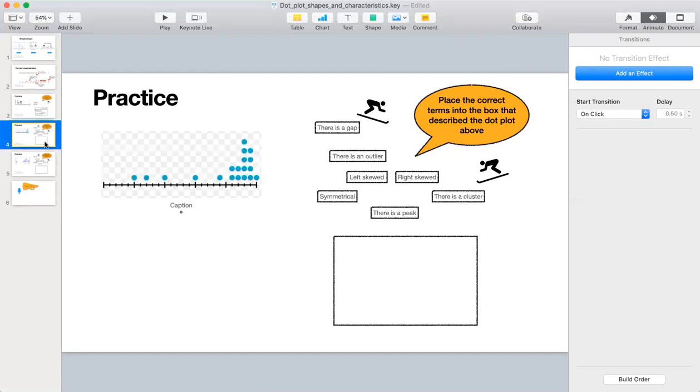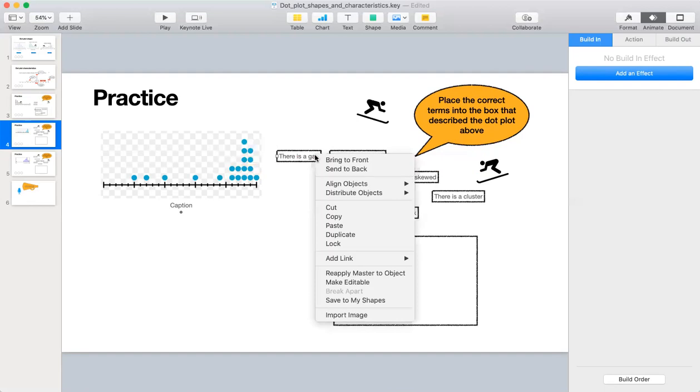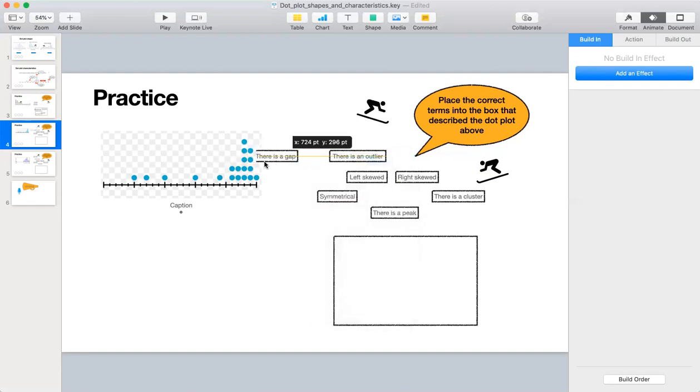All right, this one right here. We're going to take a look at this dot plot and see. Is there a gap? Yeah. Bring it to the front. There's a couple of gaps. We have a gap right here, right here, and also right here. So there's a gap. Is there an outlier? No outlier. They're not really far away from your data set. It's very close, so it's no outlier.